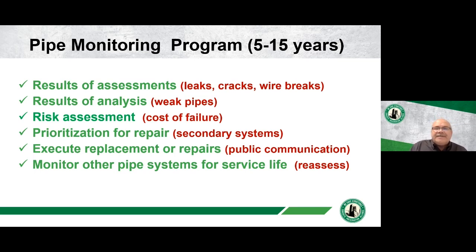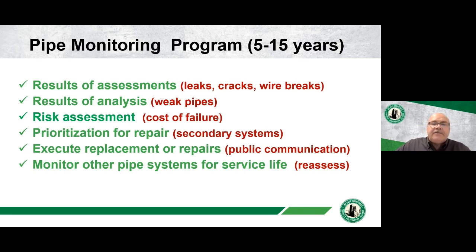Are there wire breaks? Is the pipe leaking? Where is it leaking? How extensive is the leak? From the engineering analysis, what are the weak pipe sections? What ones have deteriorated over time and should be slated for replacement? You know, what's the risk? There's a cost of not doing anything, and that's having a system fail.